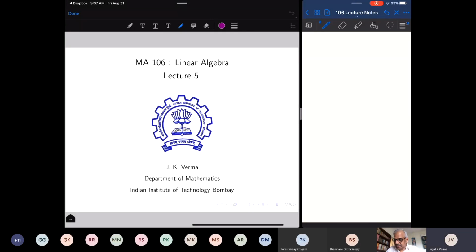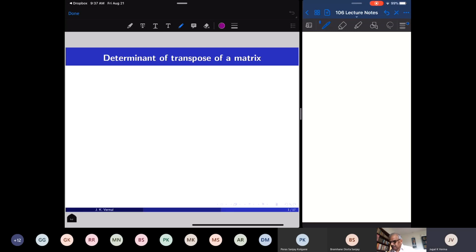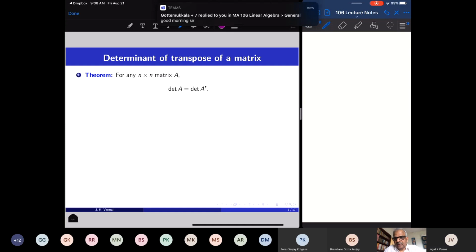We continue our discussion on determinants. So let us discuss the relationship between determinant of transpose of a matrix and the determinant of the matrix. We will show that determinant of A and A transpose are equal. Of course, we are always assuming that A is a square matrix. Then we want to show that determinant of A is same as determinant of A transpose.